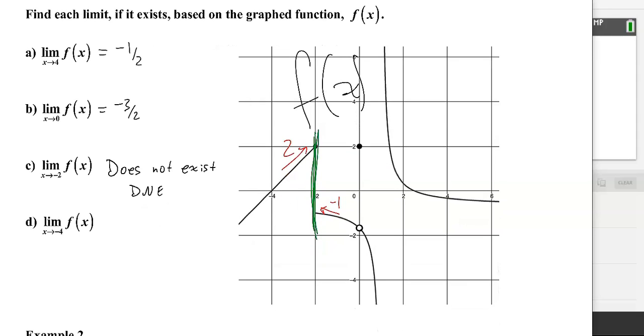Okay. The limit as x approaches -4 of f of x. So again, I need to get closer to this -4 value. It looks like it's going to 0 from both sides. So I will say that that limit is equal to 0. All right.